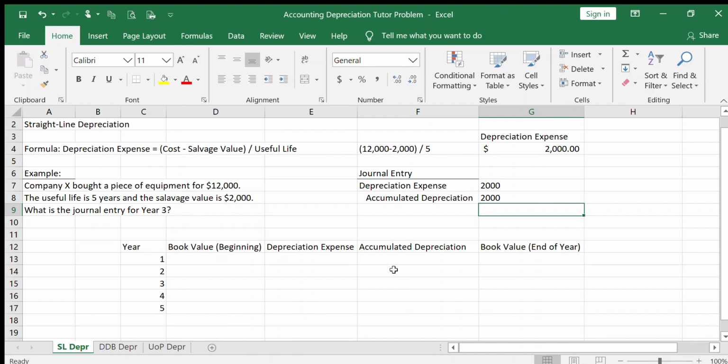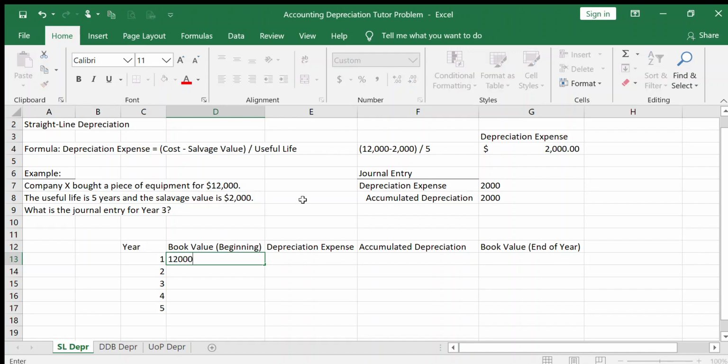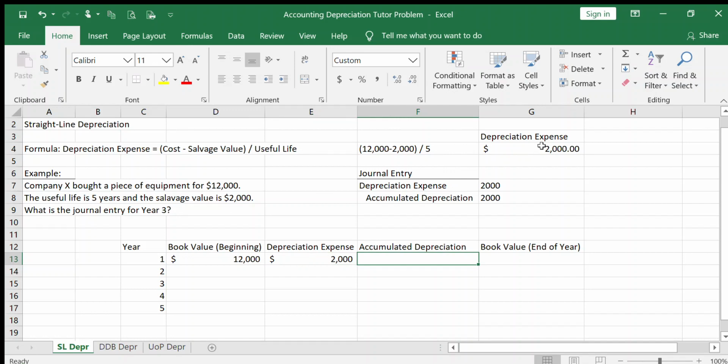I think you'll probably see this on some of your problems. And this is a good way for us to understand why we have this formula the way we do. So the first thing we're going to do is look at our book value at the beginning of the year. Since it's year one, we'll use our original cost, which is $12,000. Our depreciation expense is $2,000. We just figured that out, right?